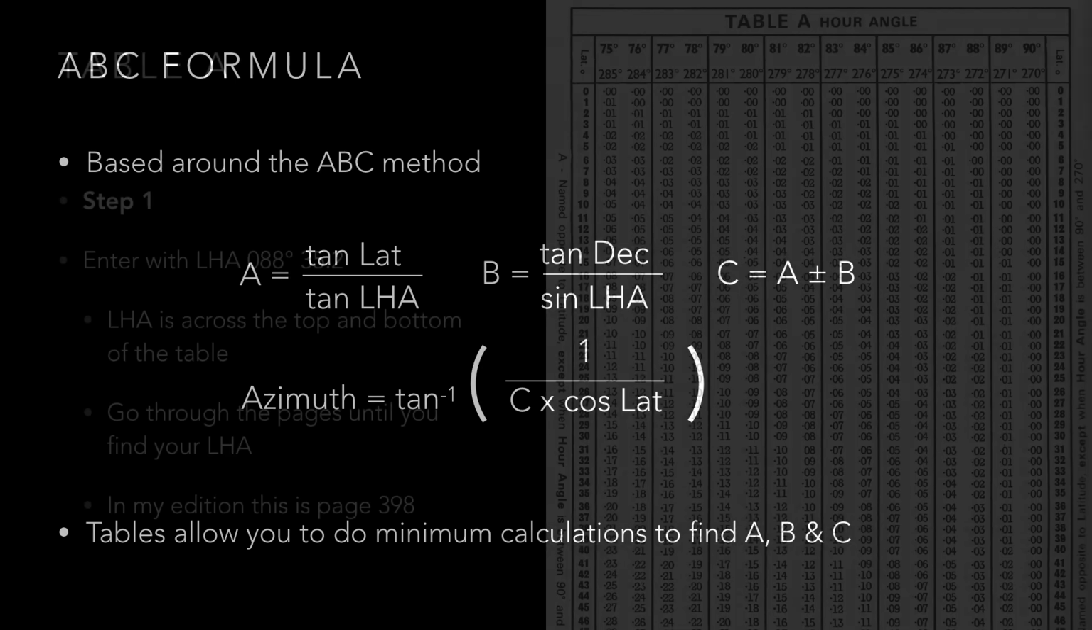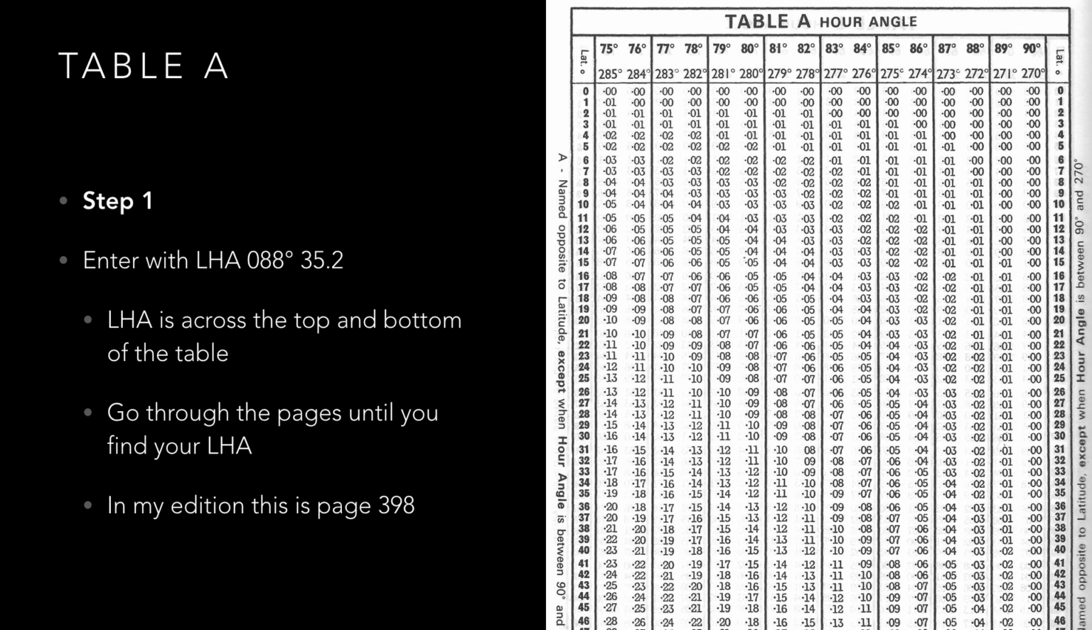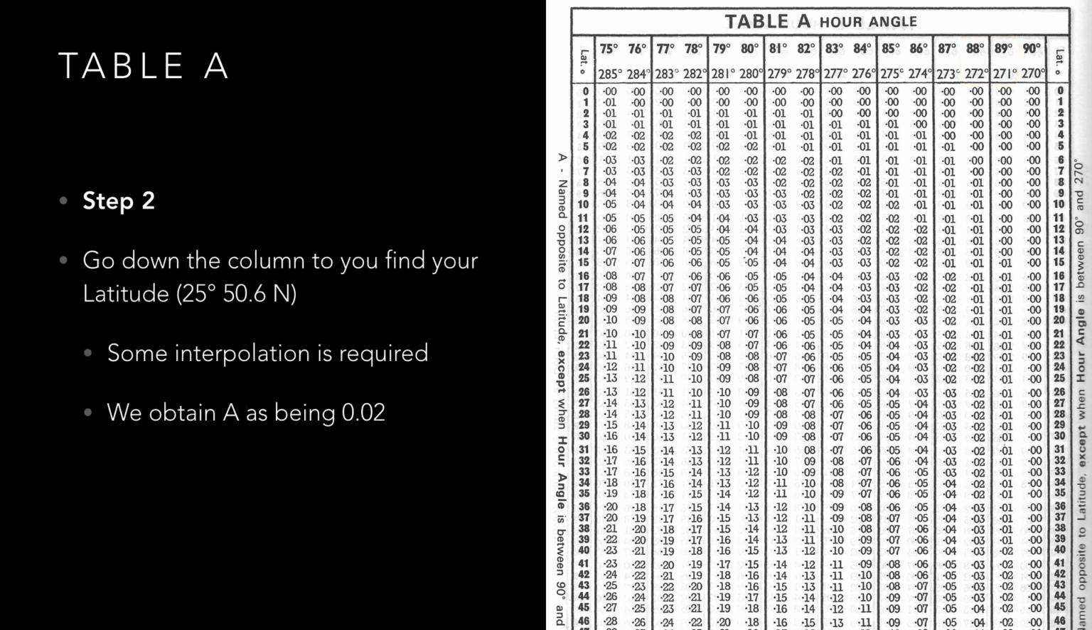The first step is to work out the A component using table A. If we flip through our copy of the tables, you'll find a page looking similar to what's on the screen. The values at the top and bottom of the table are local hour angles, and we go through the pages until we find the table containing the local hour angle we require. In this case 88 degrees 35.2 minutes, which in my edition is on page 398. Having found this, we go down the column until we find our latitude, 25 degrees 50.6 north. As the table only gives whole degrees, some interpolation is required between the figures, and having done this we should get A as being 0.02.